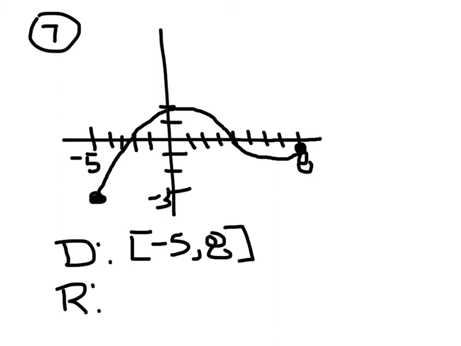For the range, we're thinking how low does it go, how high does it go. This function goes as low as this point here, which has a y-coordinate of -3, and as high as this point, which has a y-coordinate of 2. So we would say that the range is from -3 to +2.